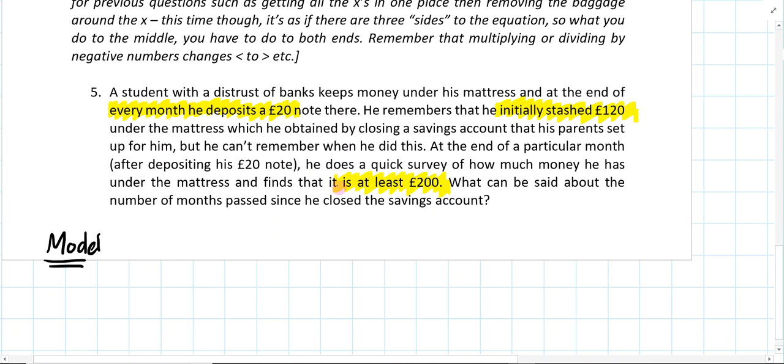So I think you started with 200 pounds minus 120 pounds. So that's not really setting up my equation. That's just working out an answer. So go on. 120 plus 20m is greater than or equal to 200. Okay. Did you get that? Yeah. So that's setting up my inequality.